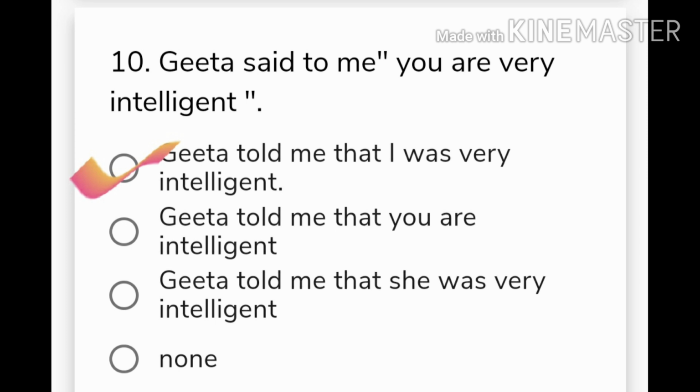You can see the number of second option. Geeta told me that you are very intelligent. Here you we have used, so it's wrong. Number 3, Geeta told me that she was very intelligent. So number 3 is also wrong. So number 1 is correct. Geeta told me that I was very intelligent.